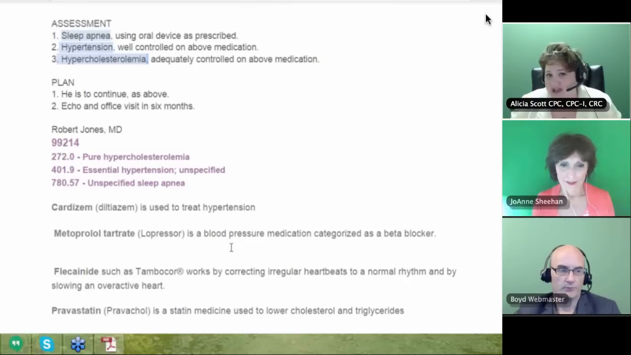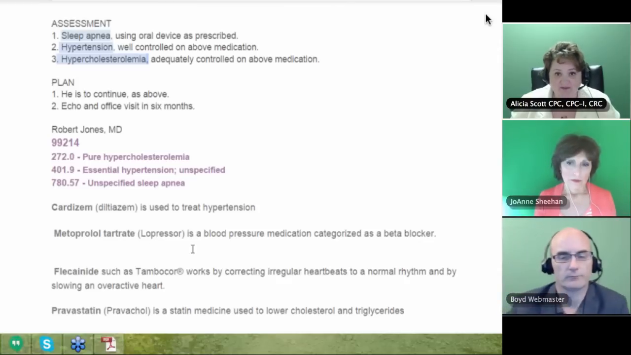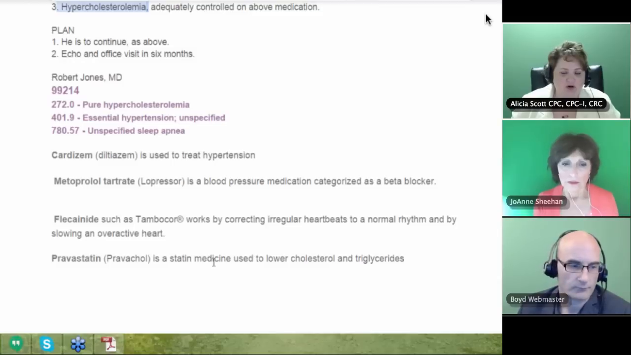So what about those medications? What were they used for? Cardizem is used for hypertension. Metoprolol is low pressure, and you may see that advertised on TV. A beta blocker, blood pressure medication. Now, what about this one that is like, I don't know what that medication was, and it actually is Tambocor, and it's for an irregular heartbeat rhythm, and Pravachol is for cholesterol.